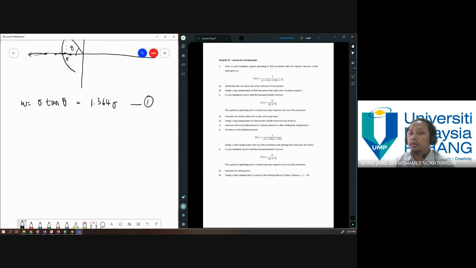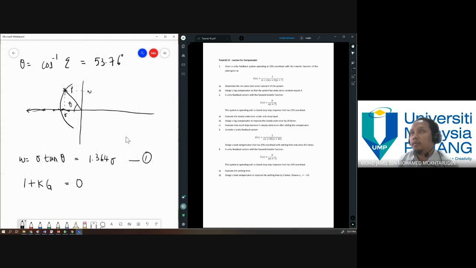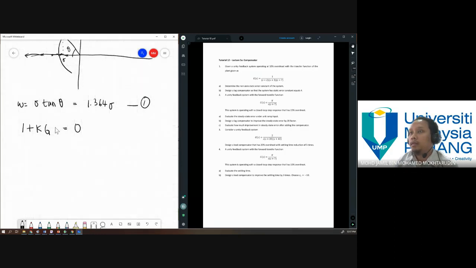And then we can use the next formula, 1 plus KG equals 0. So firstly, we define P. So P equals negative sigma plus omega j. So in this formula, we substitute GS with P. Okay? So P is from the previous one. So we get some equation, and then compare the real and imaginary part.